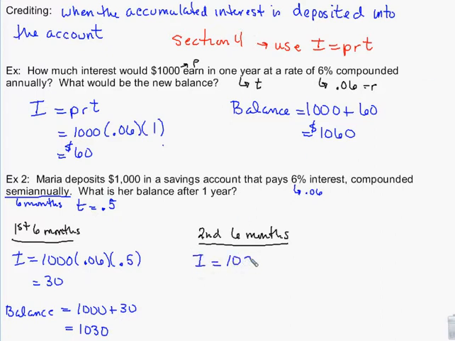Instead of 1,000, we have 1,030. Same interest rate, same length of time. The only thing that changed was that she now has earned $30 in interest. 30,000. That would be funny.